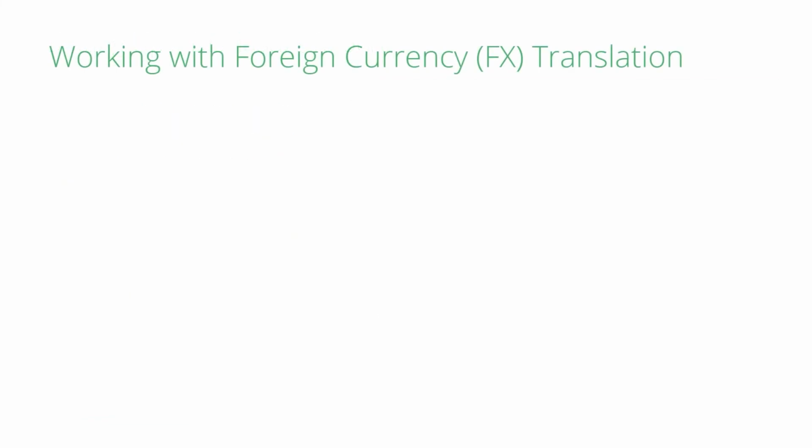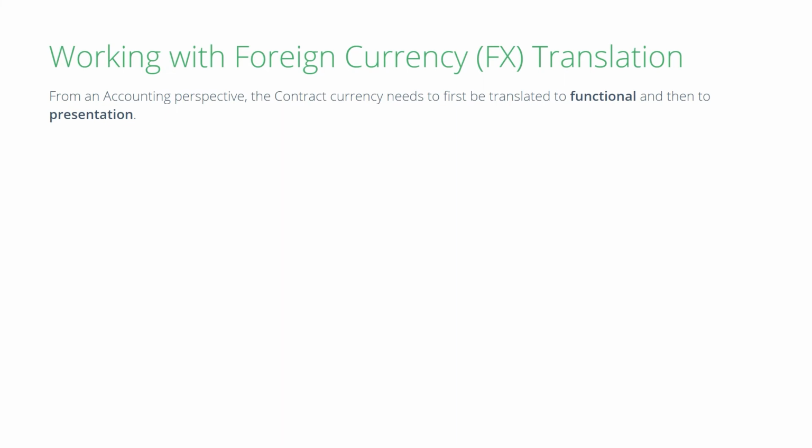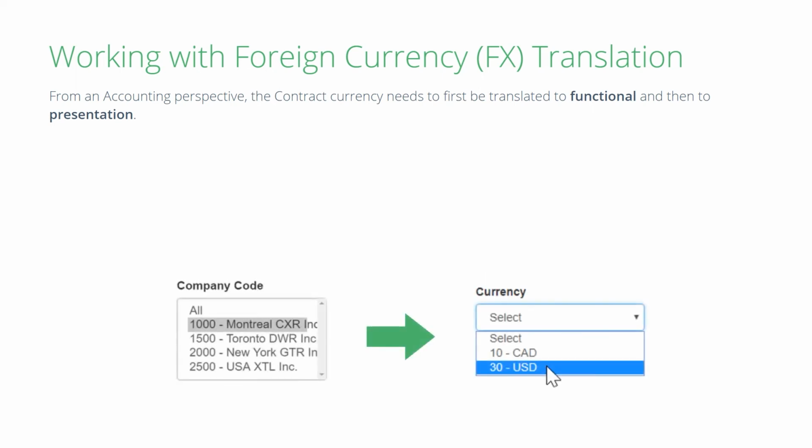Working with foreign currency translation. From an accounting perspective, the contract currency needs to be first translated to the functional currency, which is the company code currency, and then to the presentation currency, which is the group currency. As shown in the slide over here, we're able to view the list of company codes that are available and the currency drop-down based on the selection of the company code.